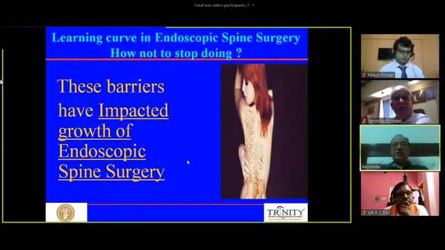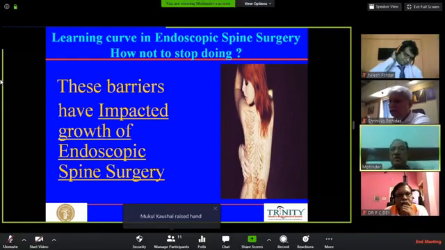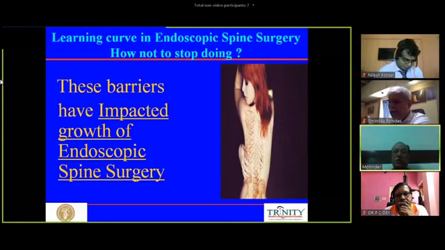So the barriers which I've shared with you, I think, have been the reasons for impacting the growth of endoscopic spine surgery the world over. But now the pendulum has swung. Now the market is flooded with endoscopic spine systems. And as shared with you, surgeons are more than ever confused about which system they should go for and which system they should avoid. It is now a huge market.